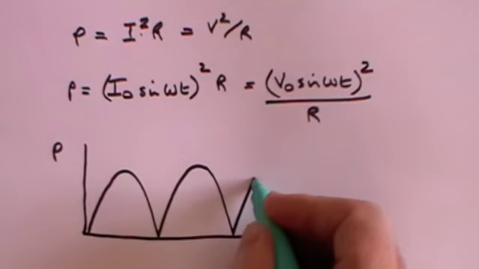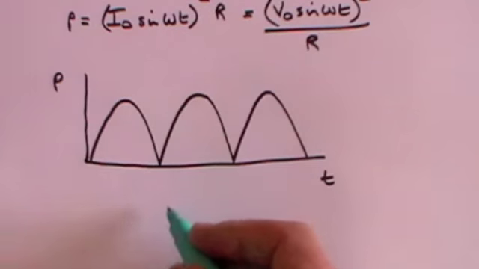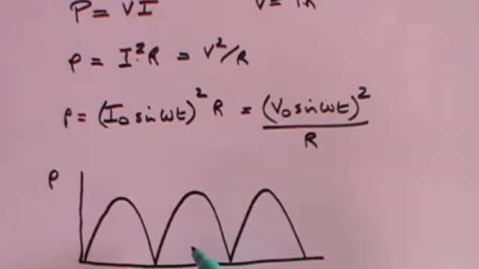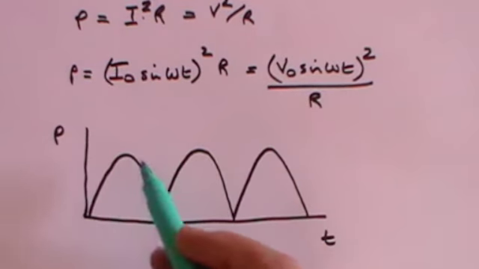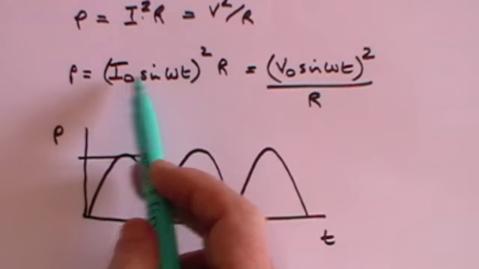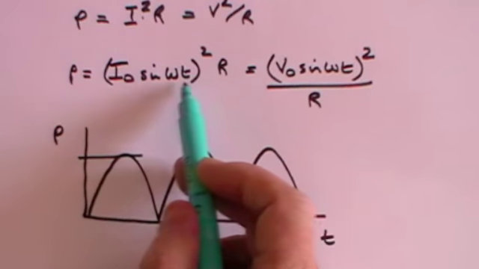It's never going to be negative. It's not going to go under here. It's never going to do that, because sine squared will always be positive. Multiply any number by itself and you get a positive term. So the power is going to look like this, where the maximum, of course, is I naught squared R, which is when sine omega t is 1.